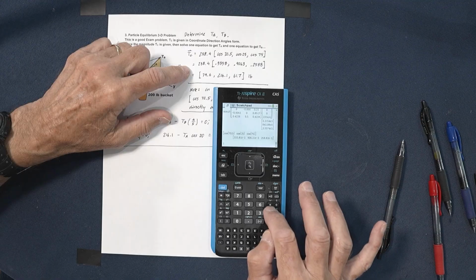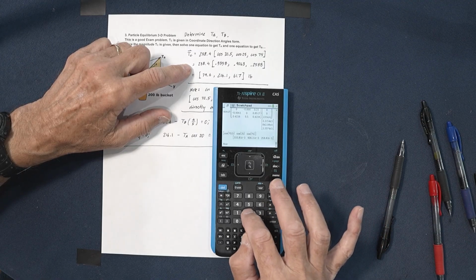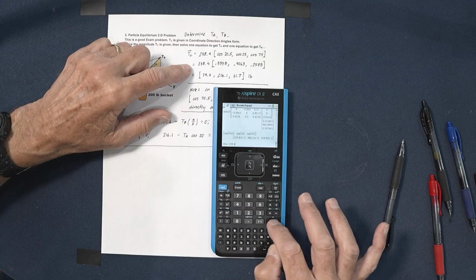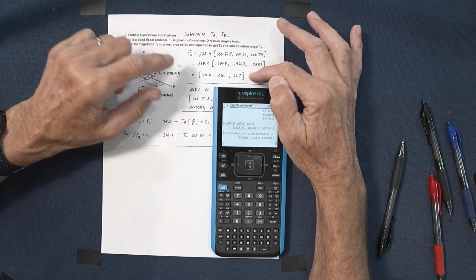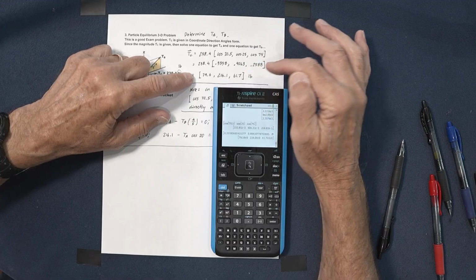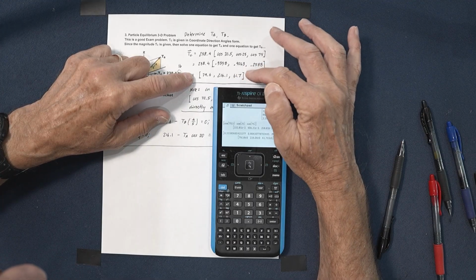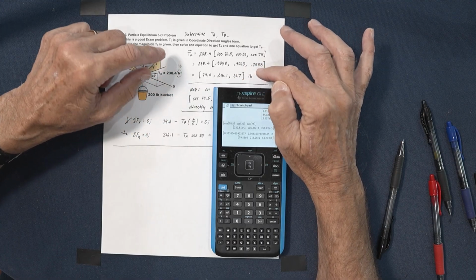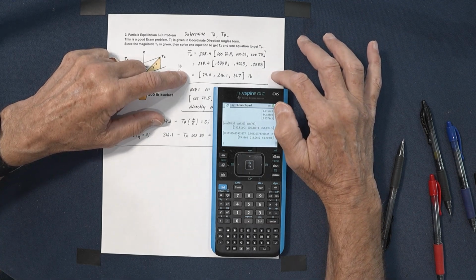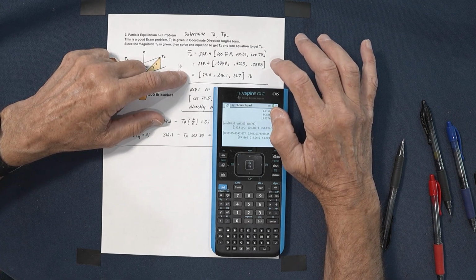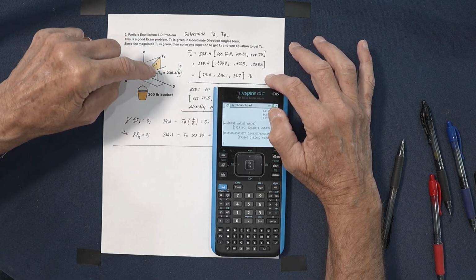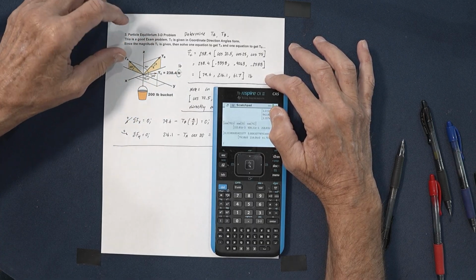And then you can take that vector times 238.4, and that gives you the actual force components themselves: 79.6, 216.1, and 61.7 pounds for TC. So again, having the TI-89 or the Inspire really helps on these. So that gives you TC completely.